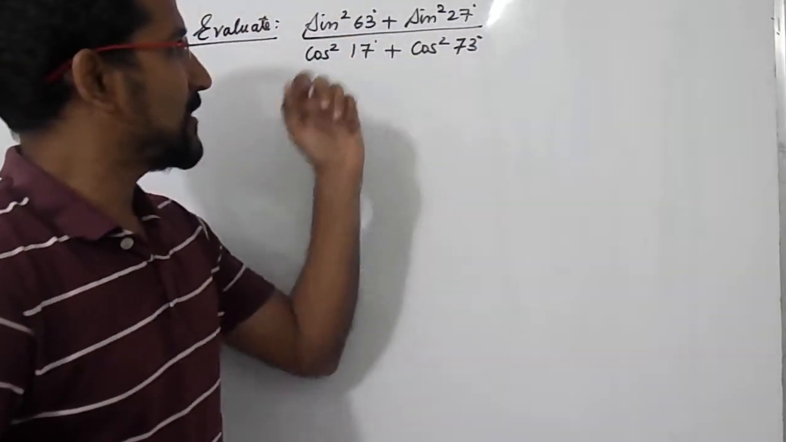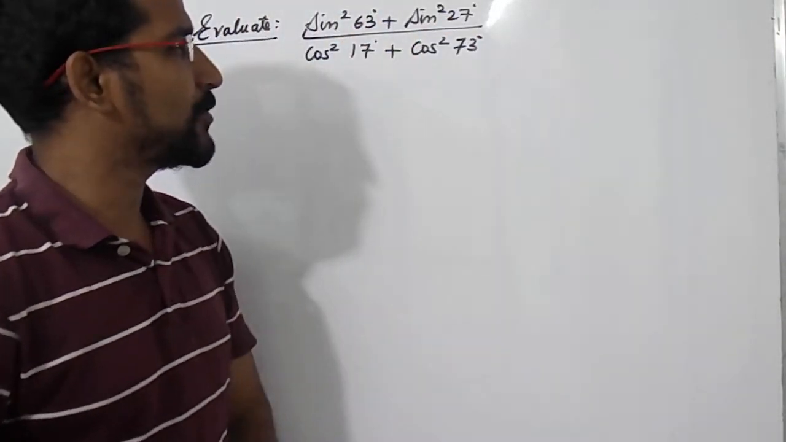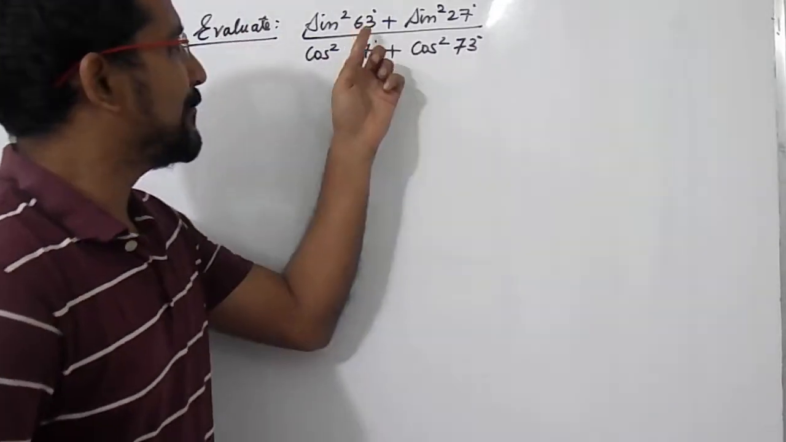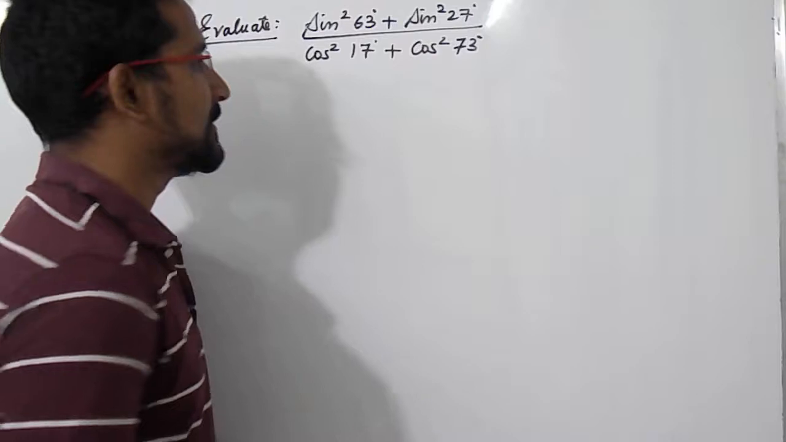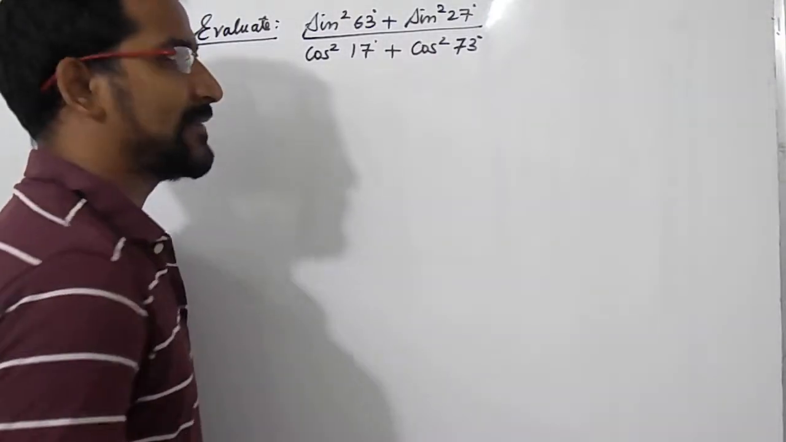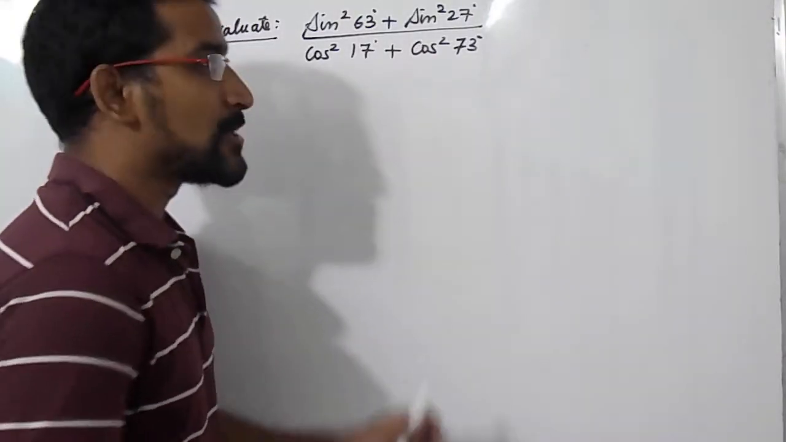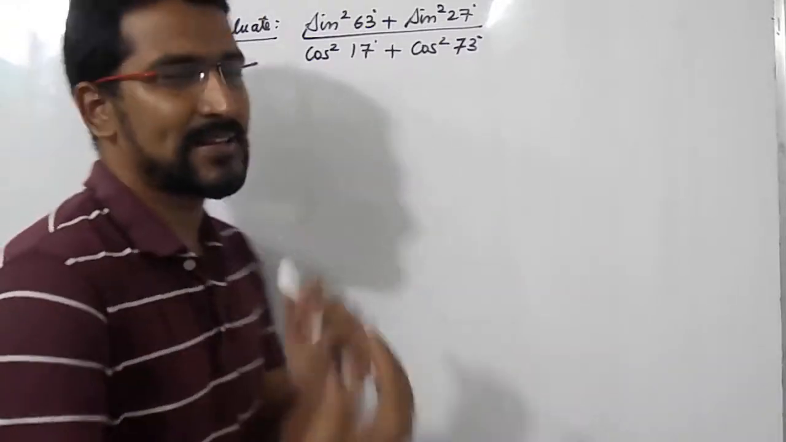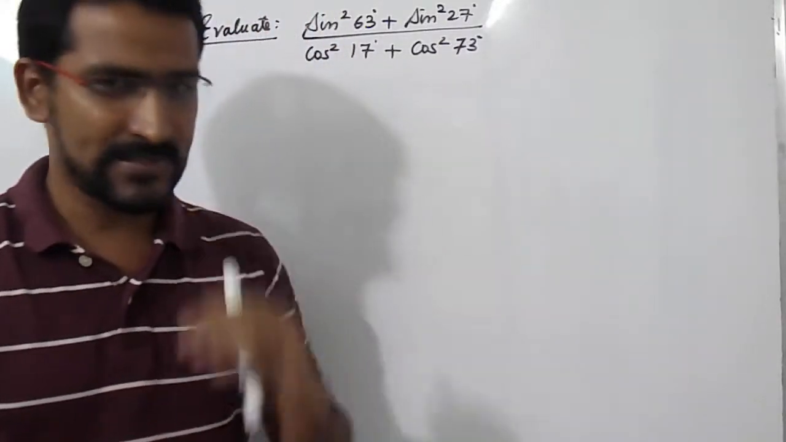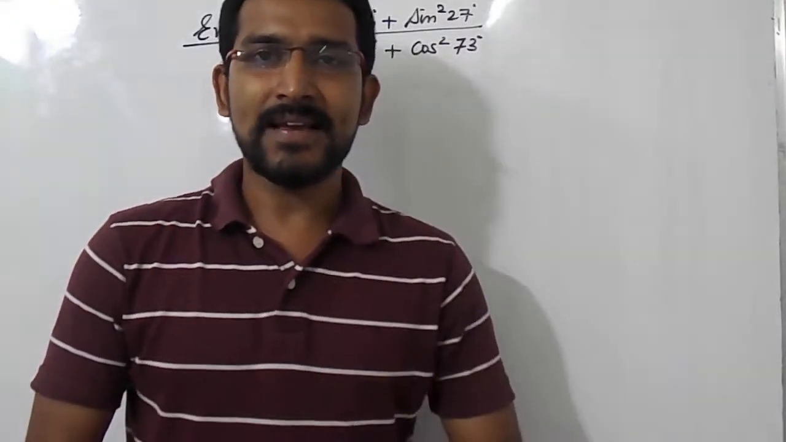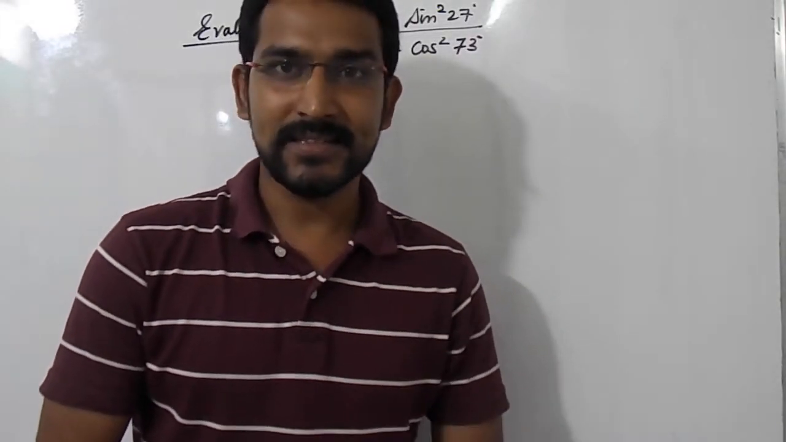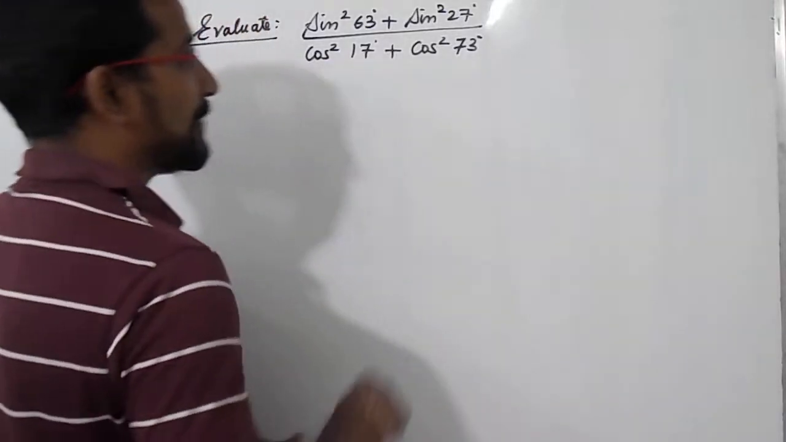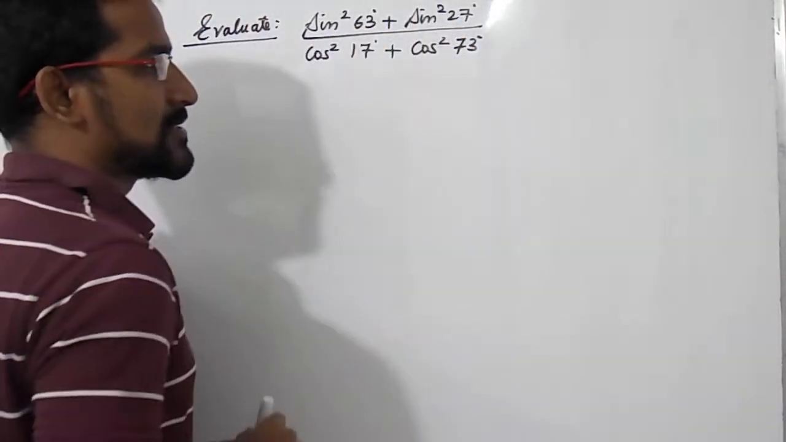So in this case, what we have to do is notice that 63 and 27 are complementary angles, and 17 and 73 are complementary angles. So the relation that we have seen earlier in this session, that sin(90 minus theta) is cos theta, cos(90 minus theta) is sin theta, using that we can solve this sum.